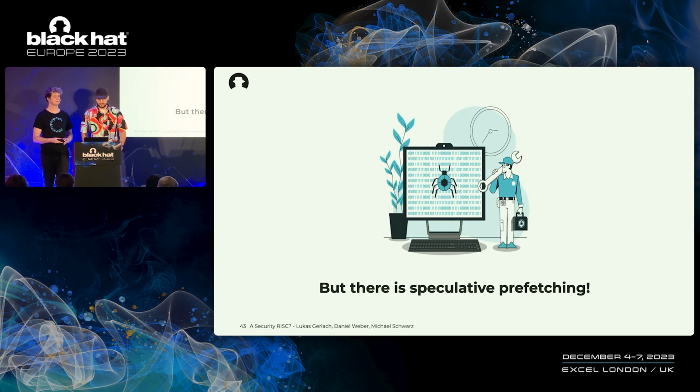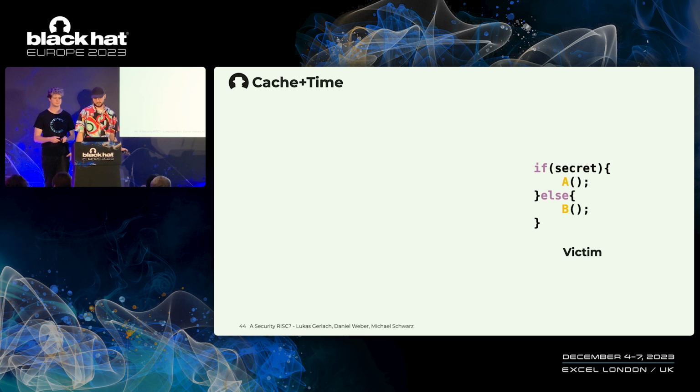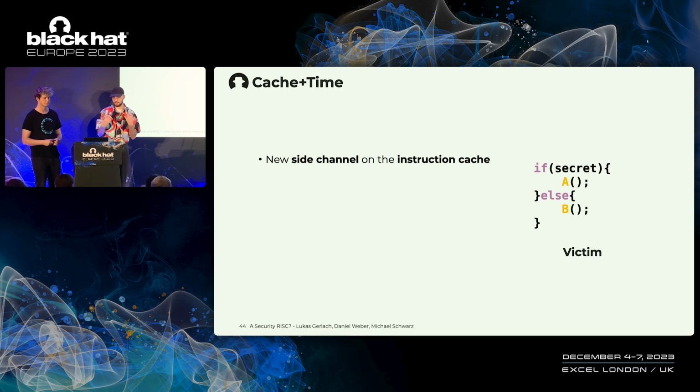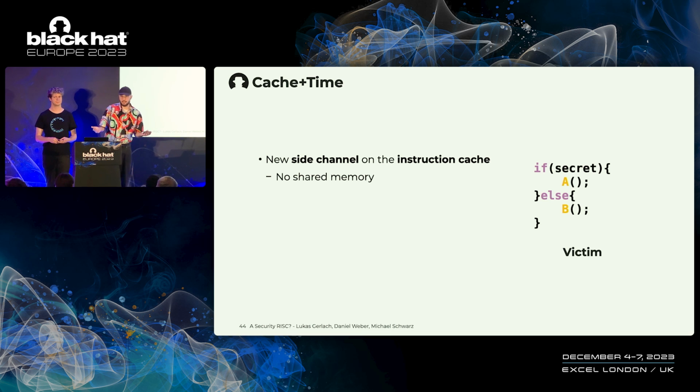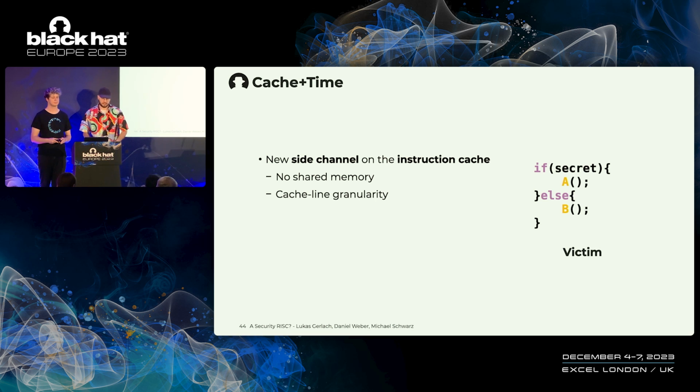Well, but we still have this speculative prefetching. So we still basically have this thing where a branch is predicted and prefetched. And maybe that's exploitable as an attacker gadget, and it turns out it is. Using this prefetching, you can build a side channel on the instruction cache. And this side channel is really nice because we don't require shared memory, which limits us to attacking shared libraries only. As a developer, you could just say, I don't use shared libraries, I only use static binaries, and then it's basically fixed. It also has cache line granularity, which is basically the best precision you can get for such a cache side channel.